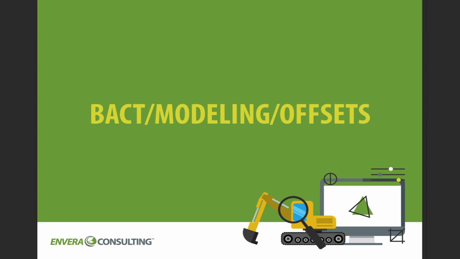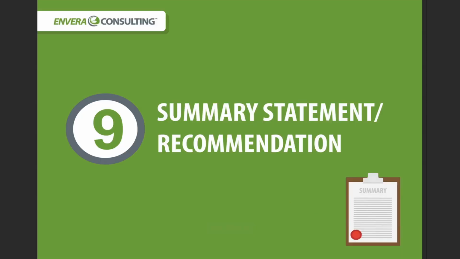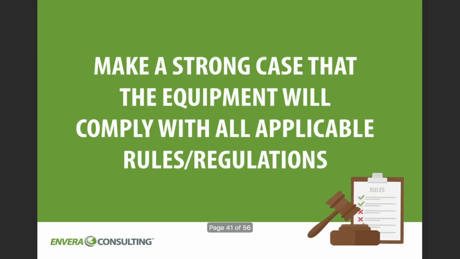And so those are a lot of rules, and you're going to have to be able to analyze all of those rules at scale to see which ones pertain to your piece of equipment. And so number 9 is that you'll want to draft a summary statement and recommendation. Again, what you're trying to do here is make a strong case that the equipment will comply with all of the applicable rules and regulations.